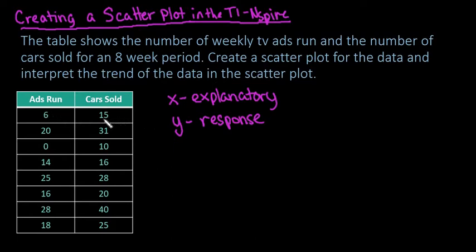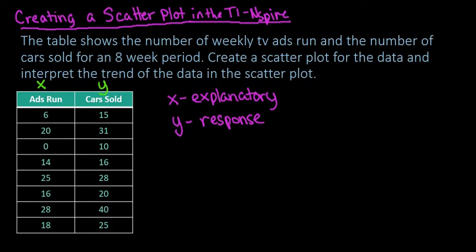If we look at our values, ads run versus cars sold, it makes a lot more sense to say that the ads run explain how many cars are sold, versus the number of cars sold explaining how many ads to run. So in this case, our ads run would be our X. Sorry, I just did a TI-84 one where we use L1. The ads run is going to be our X and our cars sold is going to be our Y.